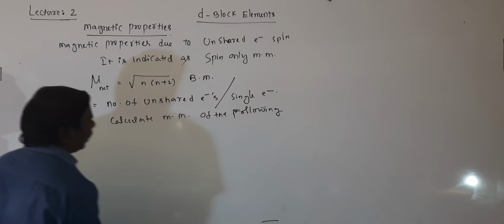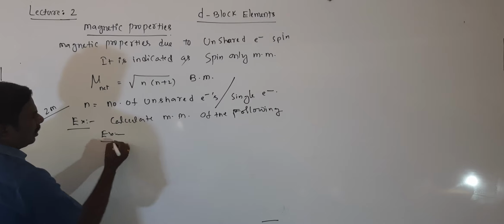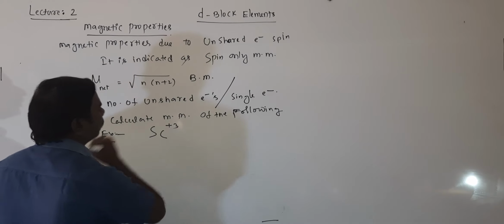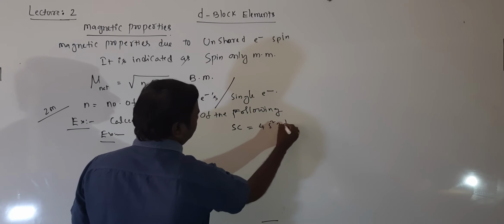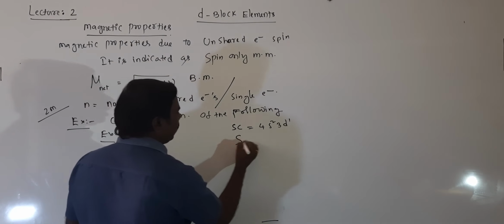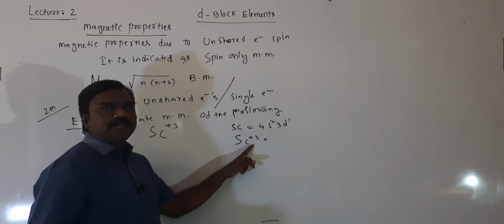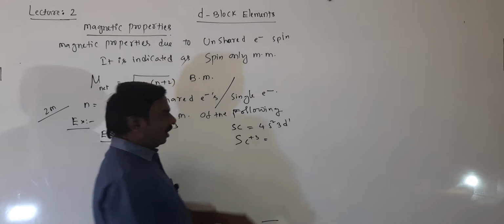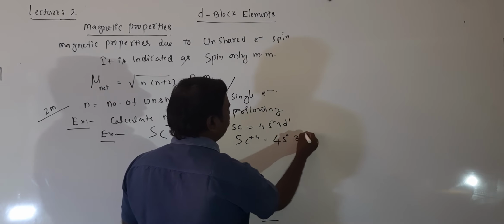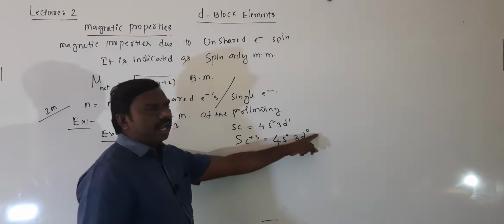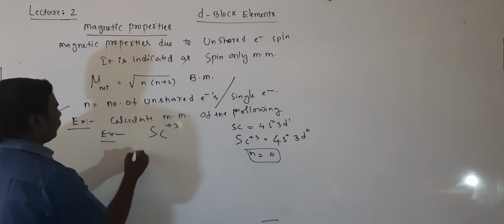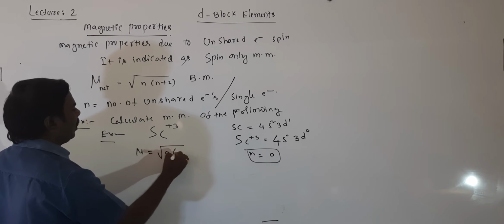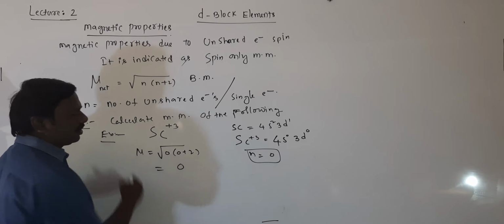First example, scandium plus 3. What is the magnetic moment? You know the scandium configuration is 4s2 3d1. Scandium plus 3 means 3 electrons must be removed, 2 from s, 1 from d. Then 4s2 becomes 4s0, 3d1 becomes 3d0. No unpaired electron, so n is equal to 0. Putting 0 in the formula, root 0 into 0 plus 2, finally becomes 0. No net magnetic moment for this.